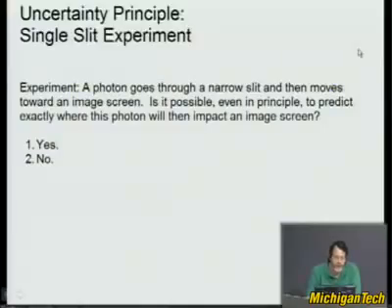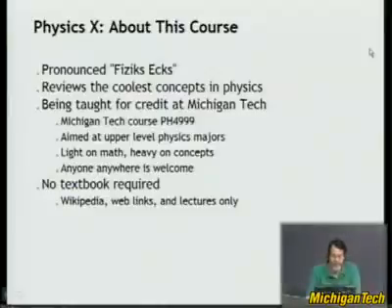They're sort of like concept tests. So let's say you have a photon that goes through a narrow slit and then moves toward an image screen. Is it possible, even in principle, to predict exactly where this photon will impact that image screen? So you can think yes or no. If you want to contemplate this, you can stop the video. There's some pretty cool stuff here though.